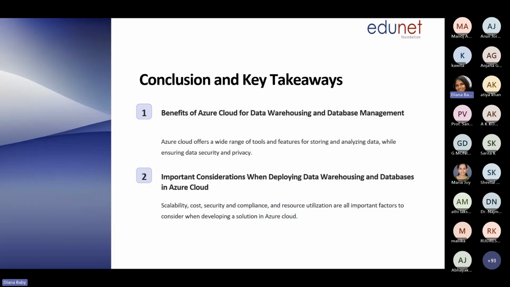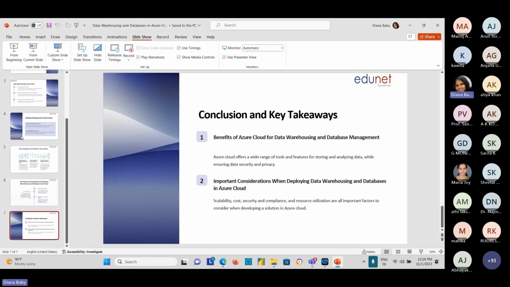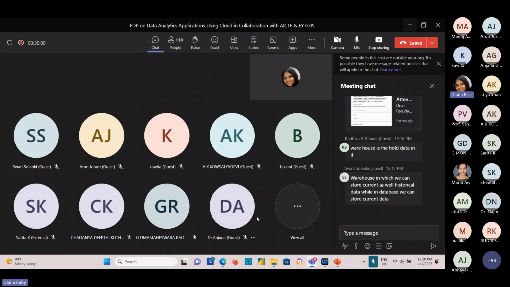data warehouse and that concept of data warehouse. So I hope you got the point, some idea regarding what is a database and what is a data warehouse. Swati ma'am says the warehouse holds data. Yes, a warehouse can store current as well as historical data, while in a database we can store current data. Exactly, ma'am. If we want to archive the data, we have to use a warehouse.